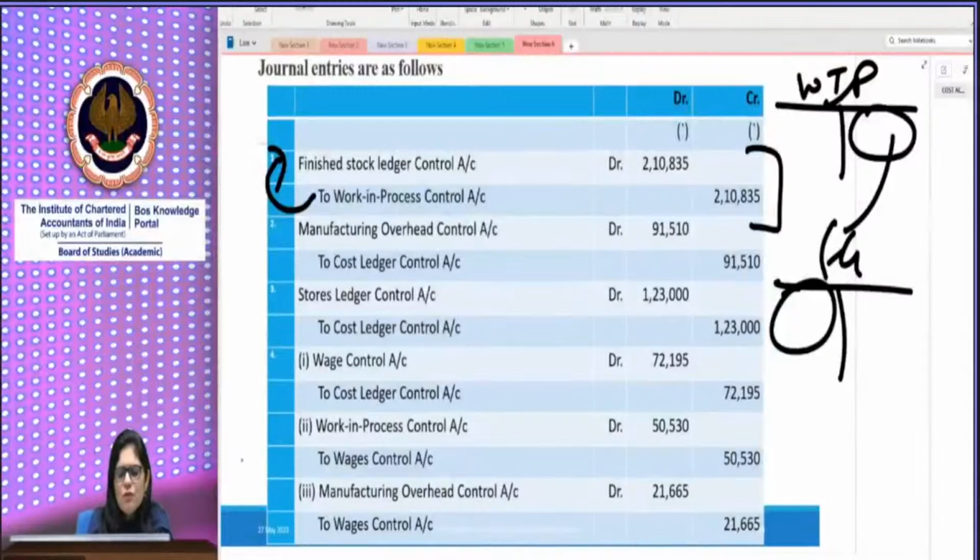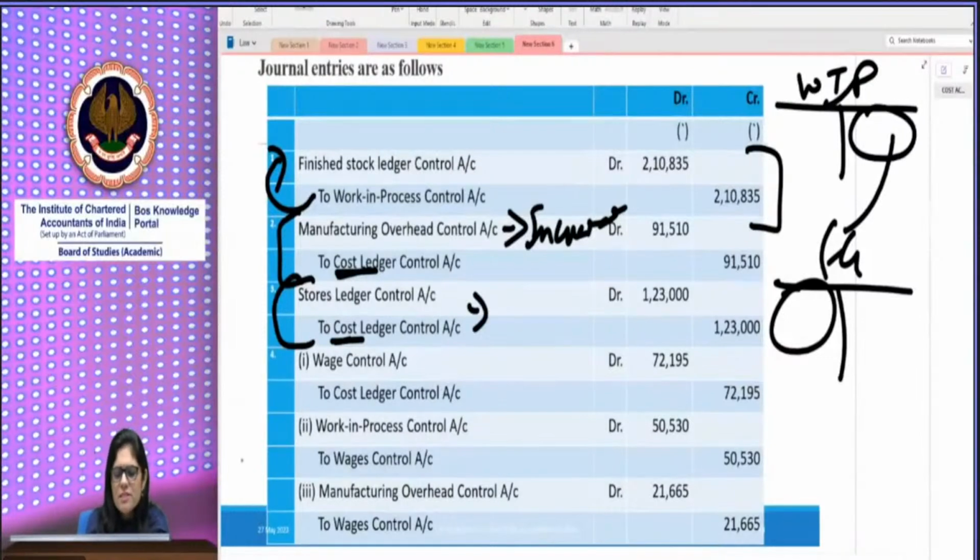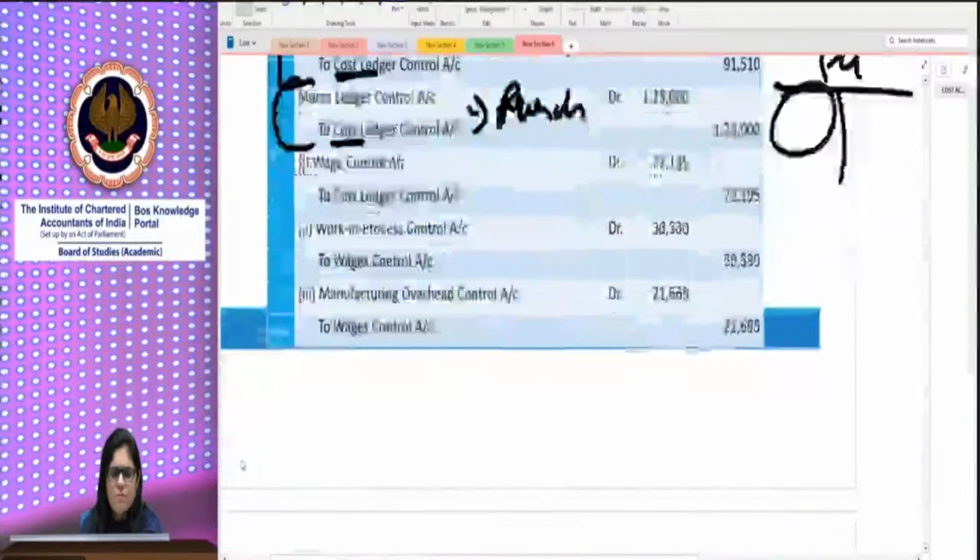Manufacturing overhead control account incurred. So they are incurred first. Whenever they are incurred, it has to route through cost ledger. And again, we must have purchased the materials because it has to route through cost ledger, so it must be for material purchase. Clear? You will come to know through entries also.